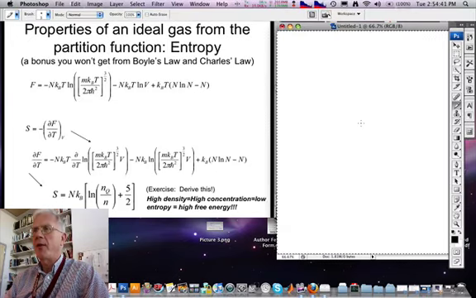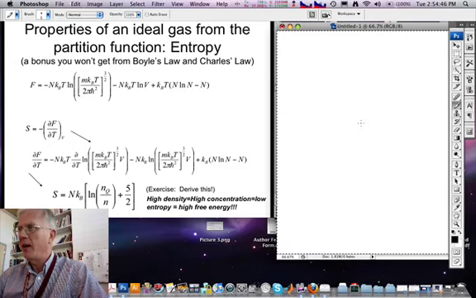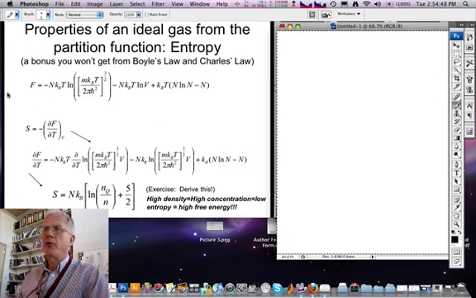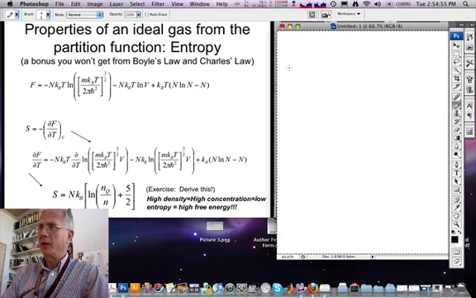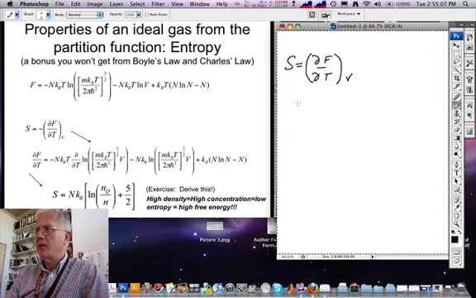Turning now to another thermodynamic property of the ideal gas, which is the entropy. I've put up here again the expression for the Helmholtz free energy, and let us now take its derivative with respect to temperature to get the entropy. So S is minus dF/dT at constant volume. Doing this is a little tedious, so I'm going to ask you to do exercise 3.24 and work through this.